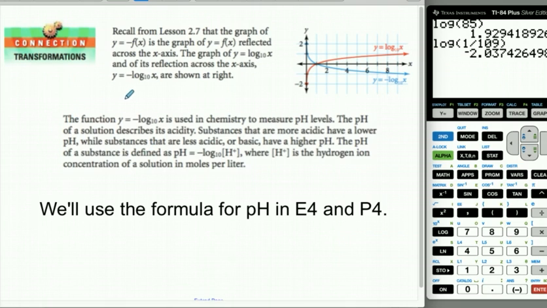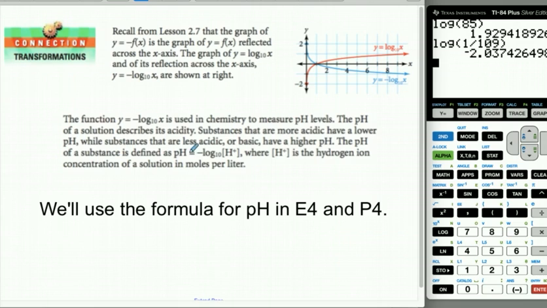The function y equals the negative log base 10 of x is actually used in chemistry to measure pH levels. The pH of a solution describes how acidic or basic it is. Substances that are more acidic have a lower pH, while substances that are less acidic, which we call basic, have a higher pH. The pH of a substance is defined as pH equals the negative log base 10 of the H plus ions.